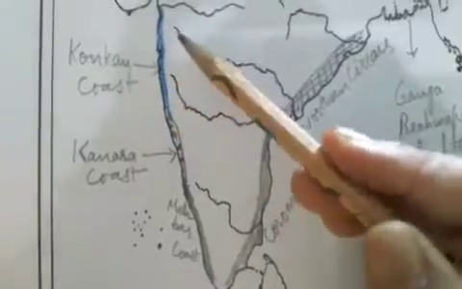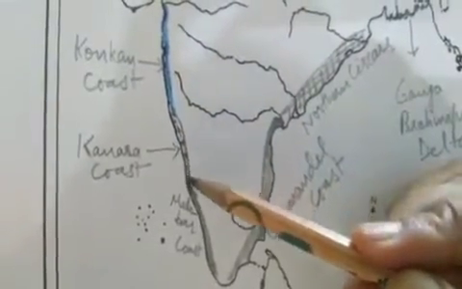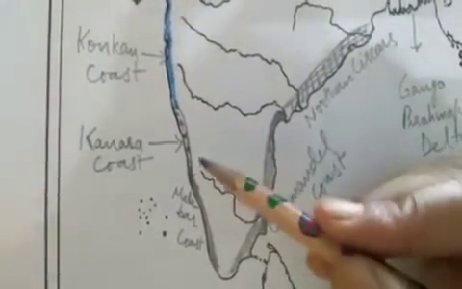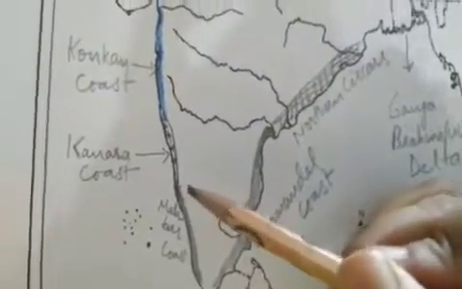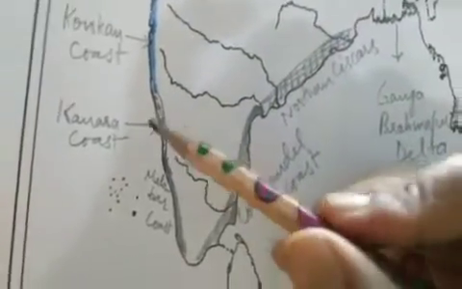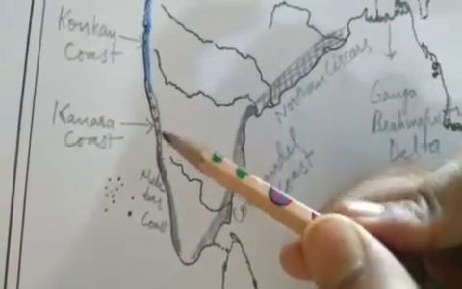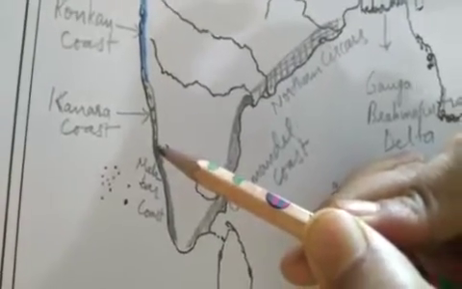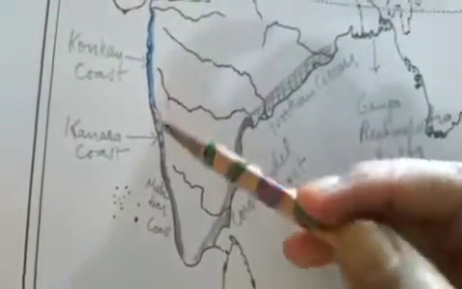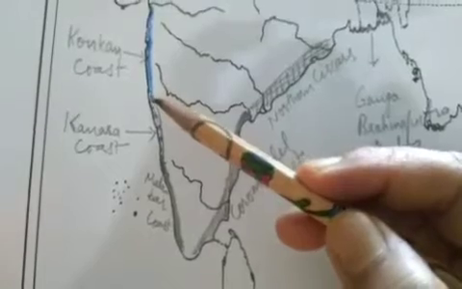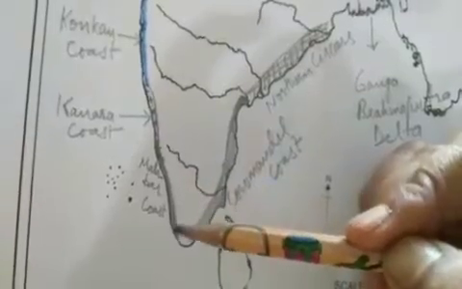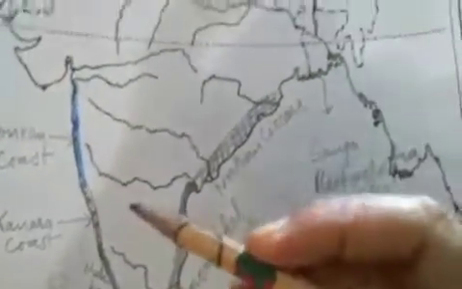Now next, on the western side, this coast is known as Konkan Coast. See, this is Konkan Coast. Then from this coast to here, till the Kaveri River, this coast is known as Kanara Coast. And below this, from the Kaveri River till here, we have Malabar Coast. So this western coastal plain is divided into Konkan Coast, just see the location, Kanara Coast, and further below we have Malabar Coast.